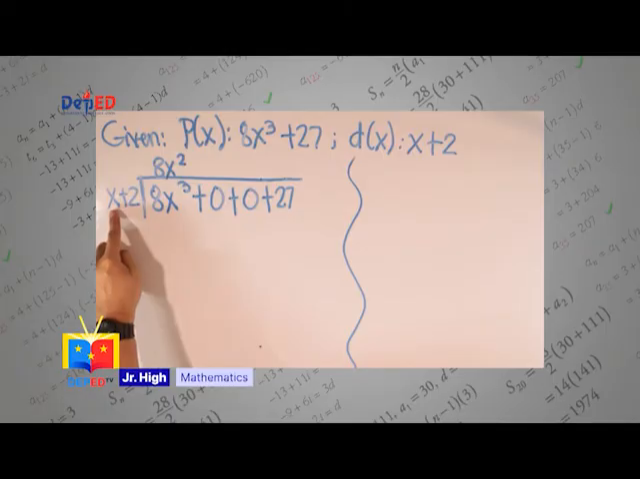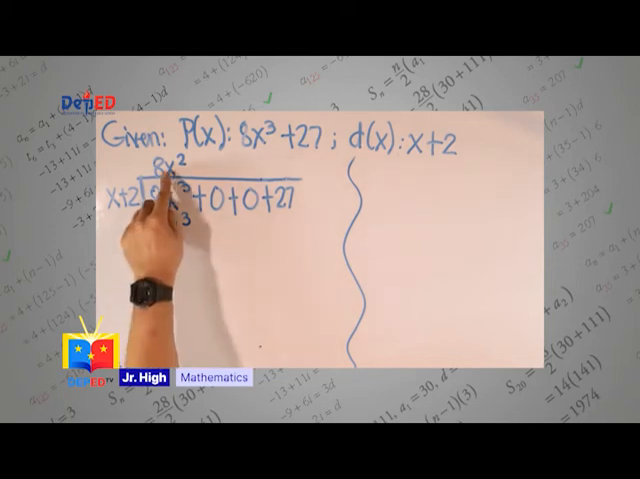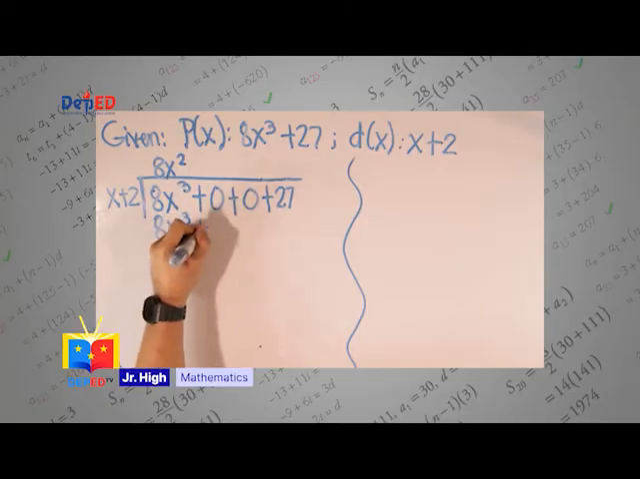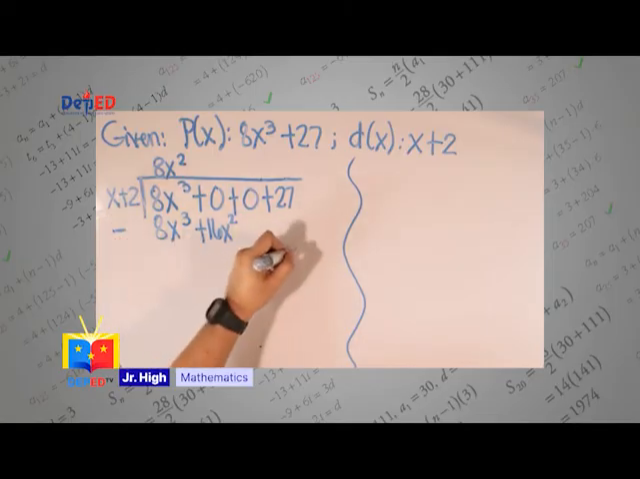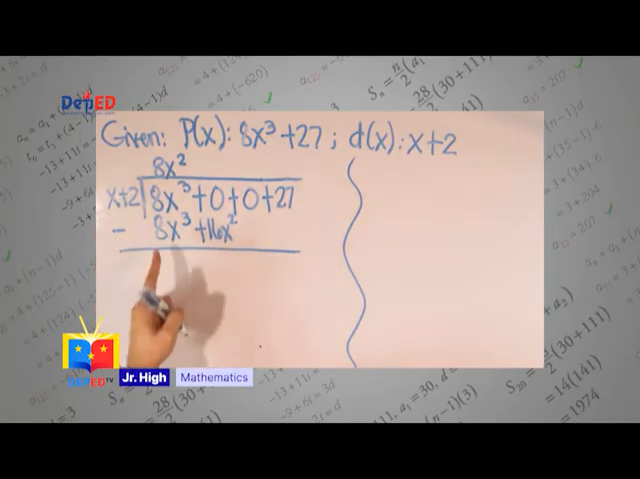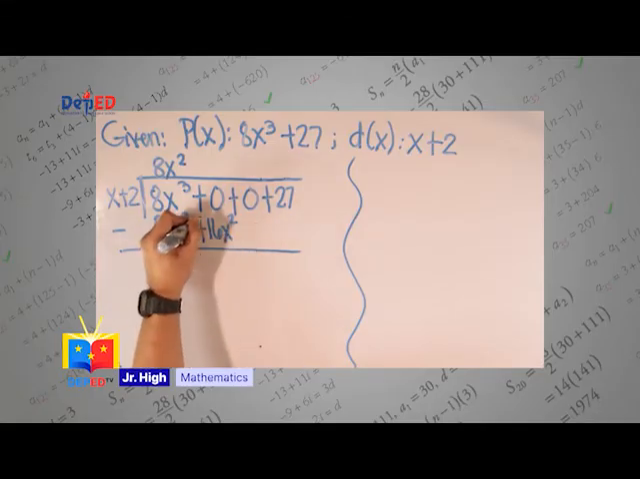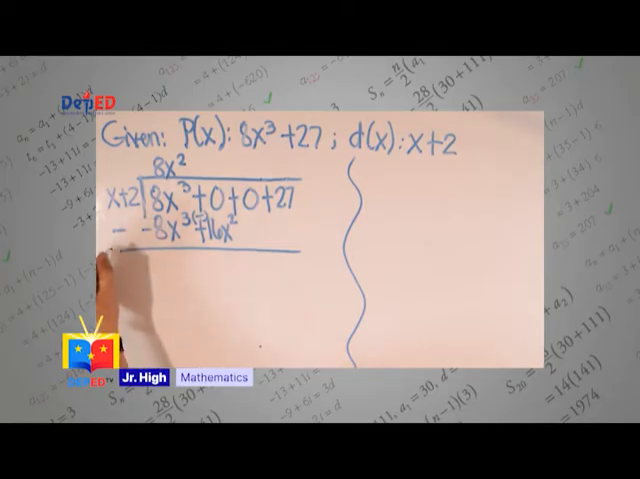8x squared times x will give us 8x cubed. 8x squared times 2 will give us positive 16x squared. Let's subtract. But before that, remember to change the sign of your subtrahend to its opposite. So 16x squared positive will be negative, and 8x cubed will also become negative 8x cubed. Then proceed to addition rules.